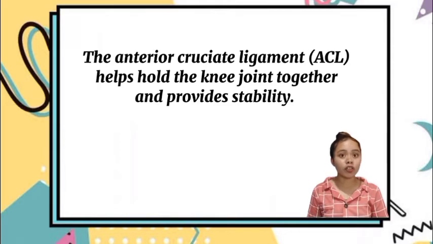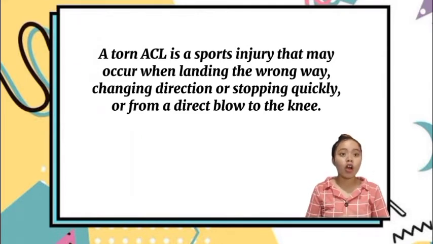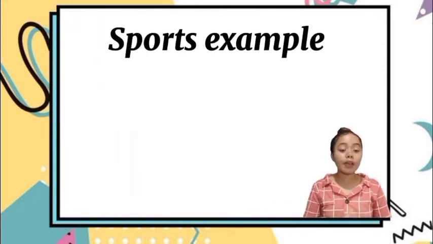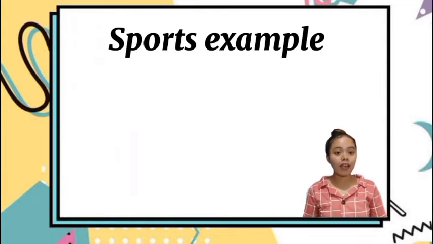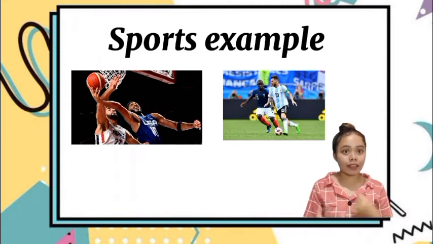The second example of sports injury is the torn ACL or the anterior cruciate ligament. Helps hold the knee joint together and provides stability. A torn ACL is a sports injury that may occur when landing the wrong way, changing direction, or stopping quickly, or from a direct blow to the knee. And the example of the sports that may cause torn ACL is the basketball, soccer, and etc.